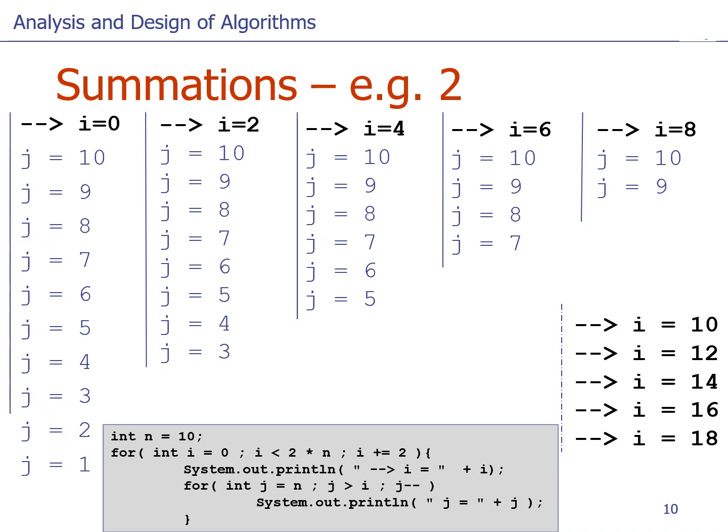10 is not greater than 10, because I now reaches 10. And then j is not greater than 12, 14, 16, 18. So in all of these runs, where I is 10, 12, 14, 16, the inner loop is not executing at all. Okay?